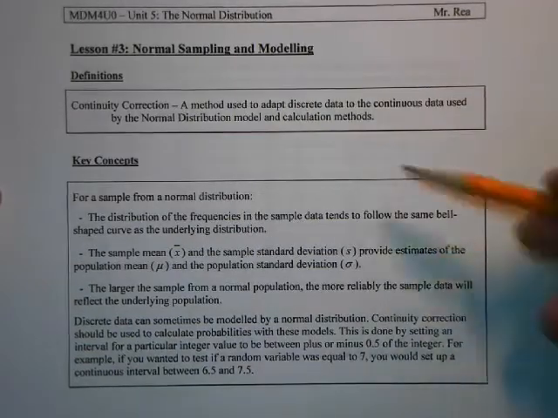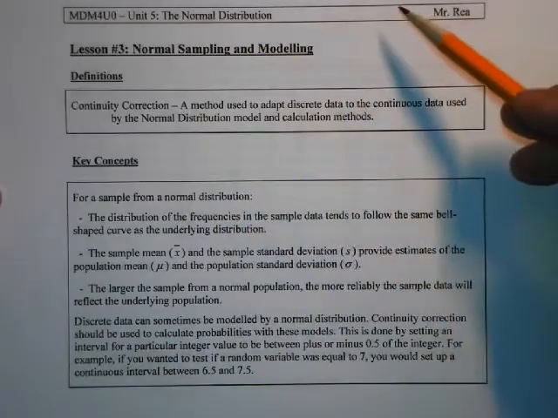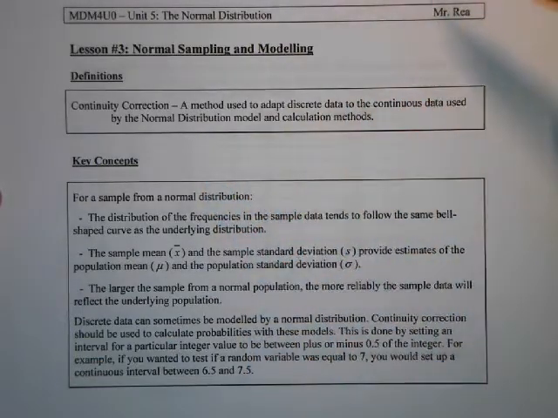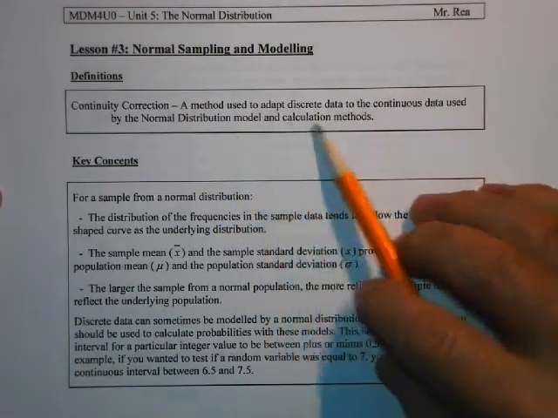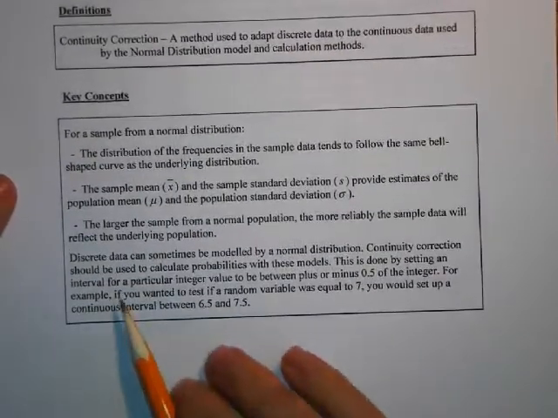The other thing is the main part of what we're doing here, and we call this method the continuity correction. Based on the definition here, it's a method used to adapt discrete data, remember, discrete data is just looking at things that can only be integers, to the continuous data used by the normal distribution model and calculation methods. So what does that mean? Okay, so I've kind of expanded it a bit here.